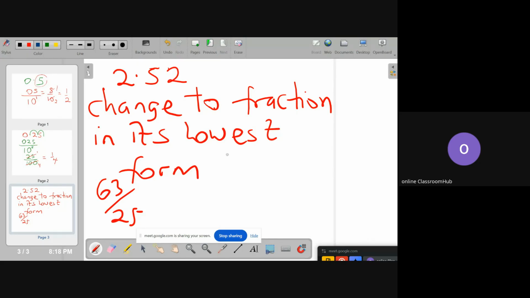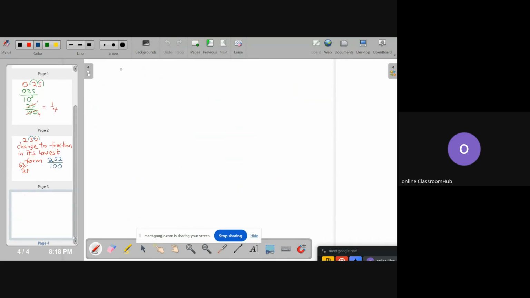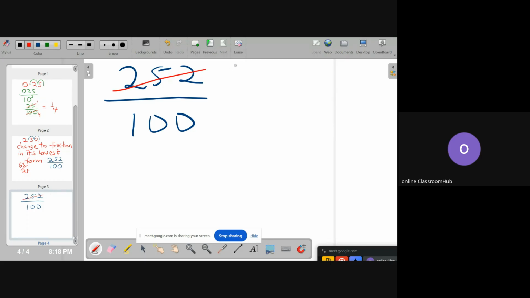So we're going to have 252 all over 10 power 2, because the decimal place is 2, and that will give us 100. So if you want to break it down, I think 4 will be okay. 4 into this will give us 63. 4 into this will give us 25. So that will be 63 over 25.